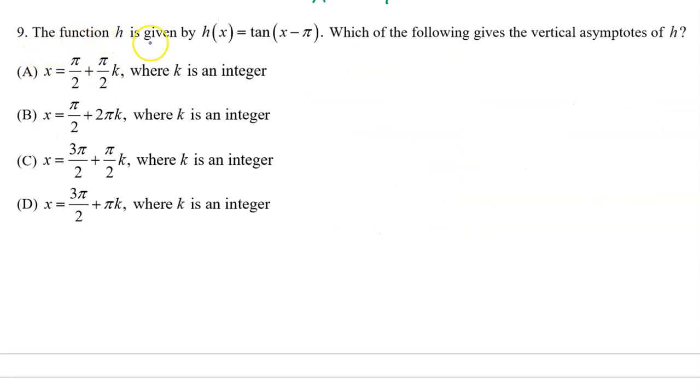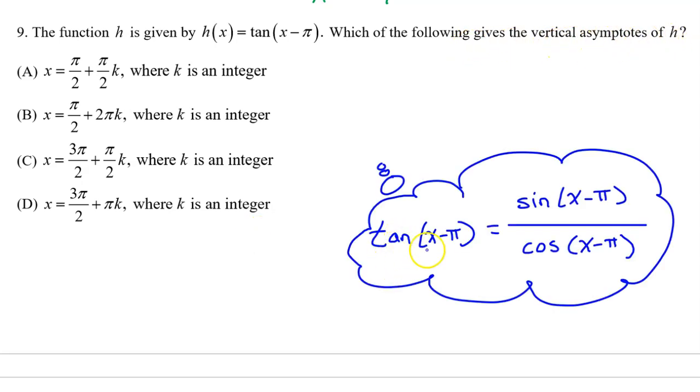Number 9. The function h is given by h of x is equal to the tangent of x minus pi. Which of the following gives the vertical asymptotes of h? You should be thinking the tangent of x minus pi is equal to the sine of x minus pi over the cosine of x minus pi. A vertical asymptote will occur where the tangent of x minus pi is undefined, which is where the cosine of x minus pi is equal to 0. So we need to solve the equation. The cosine of x minus pi is equal to 0.